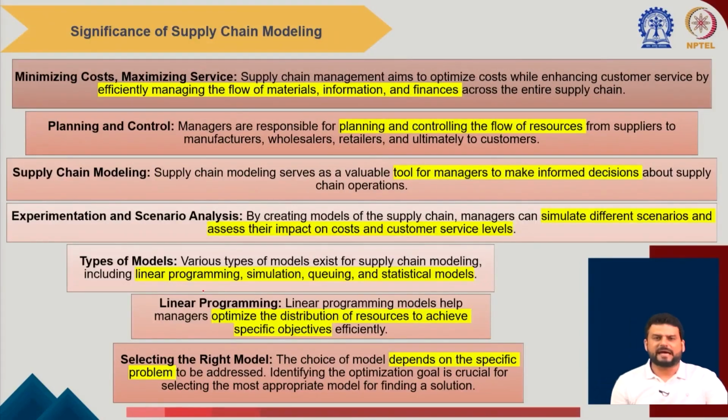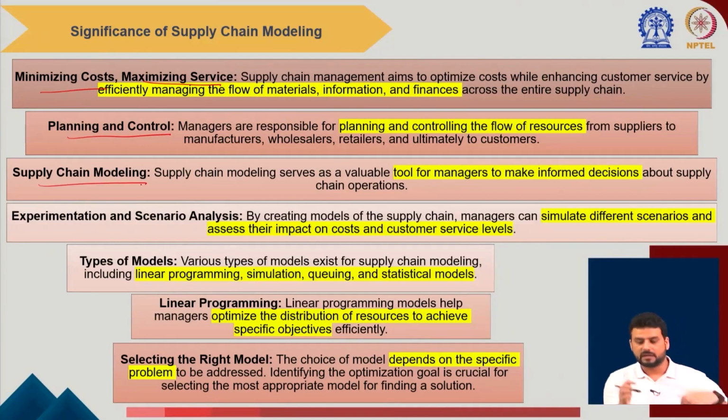So, the significance of supply chain modeling: the ultimate aim is that we need to minimize the cost while maximizing the services, right. How efficiently can we ensure the flow of those three basic components: material is one, information is another one, and how efficiently can we ensure the flow of finance, right. Planning and controlling of the flow of these resources, right, we need to plan. Supply chain modeling: once you have worked with all those 8 components and developed the matrix for all of them, now you will go for modeling that.